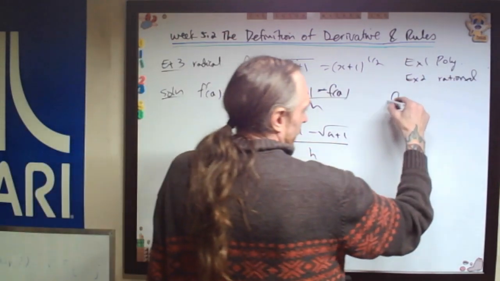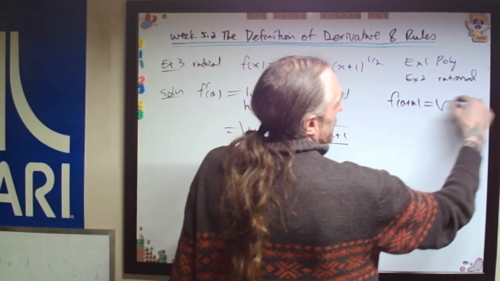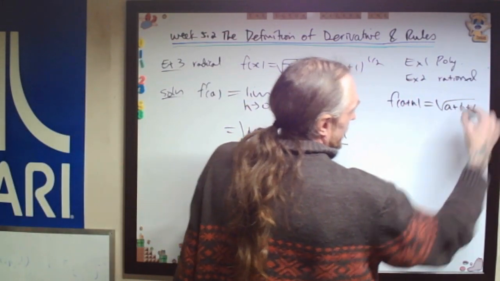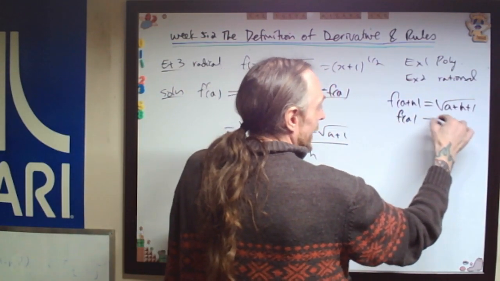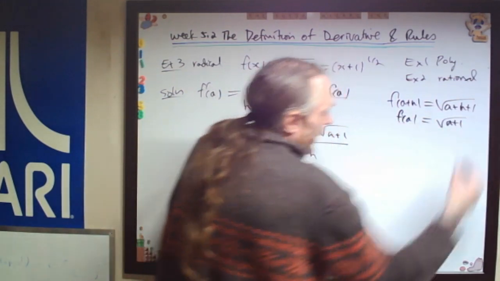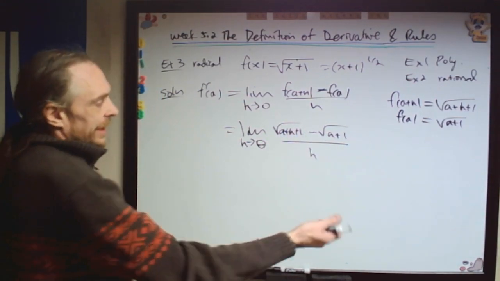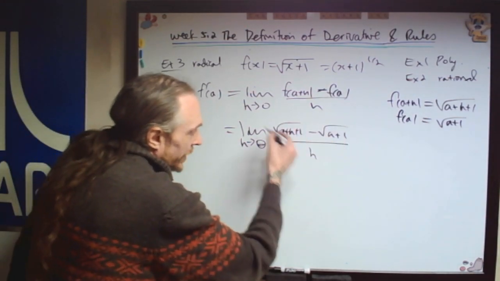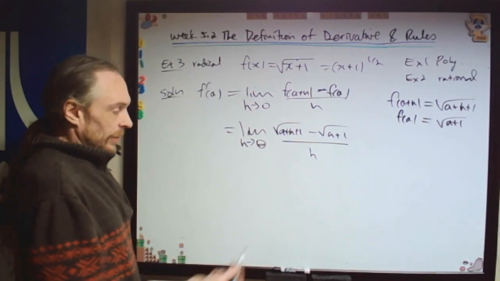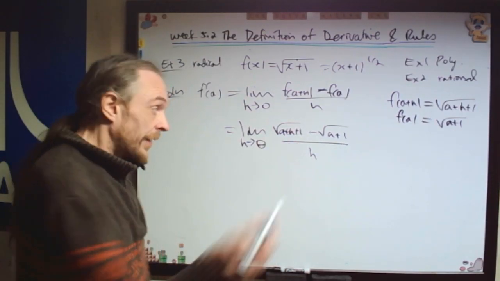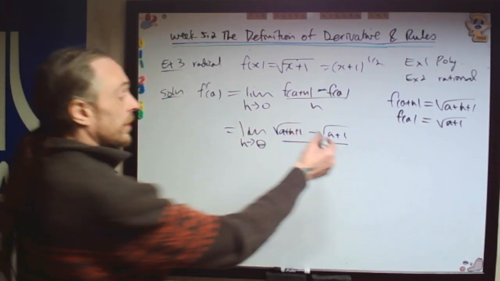Or you can do it separately. F of a plus h is the square root of a plus h plus 1. To see what it is first, f of a is the square root of a plus 1. I now see I can't simplify those expressions any. I just put them into the pot. Now what do I do? Because the real mantra is get an h out of there. So what should I do? It should hit a Pavlovian nerve. I should be doing the conjugate.